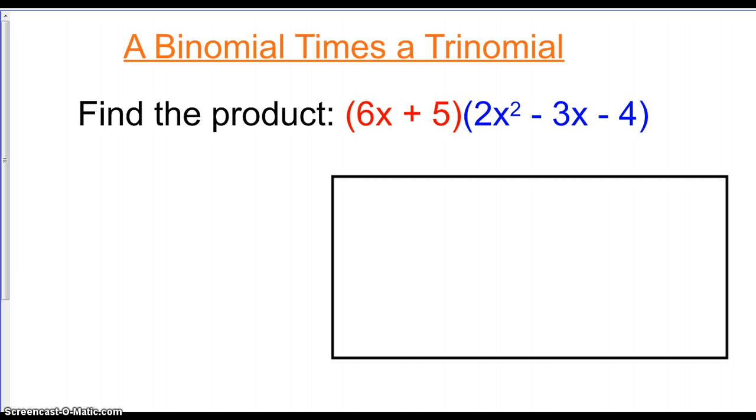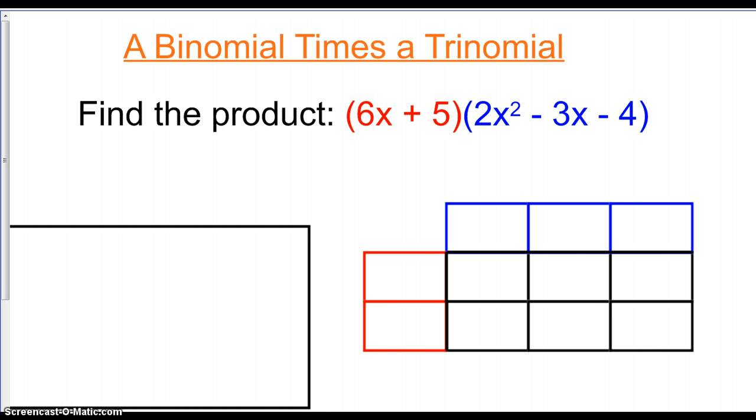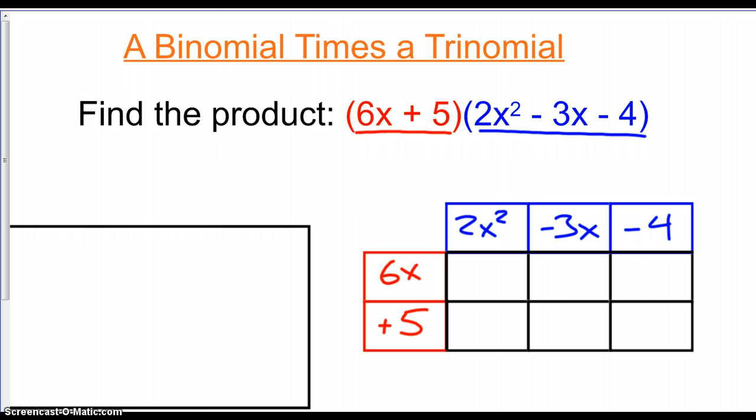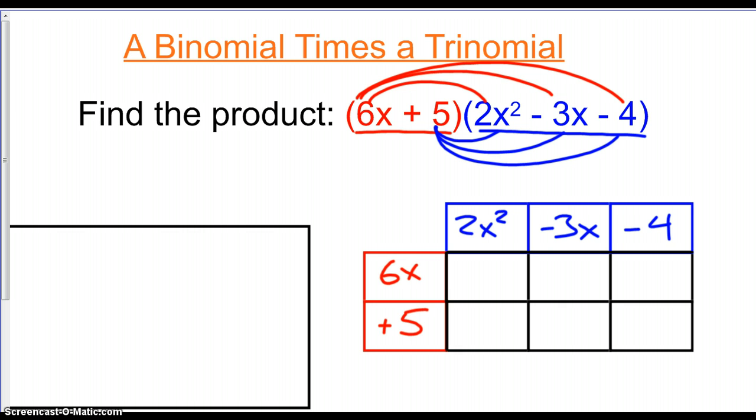But what I highly recommend doing here is setting up a table, or at least thinking like this. So what I'll do is take the binomial piece and do 6x plus 5. So take each piece in that table. And then the trinomial part will go across the top. 2x squared minus 3x minus 4. Alright? So what this actually does is it takes each piece. So for instance, I'm going to do 6x times this, times this, times this. And then I'm going to do 5 times this, times this, times this. And then I'm going to look to see if I can combine anything.